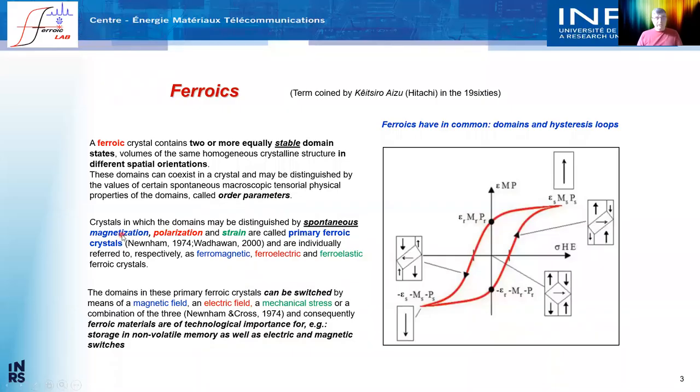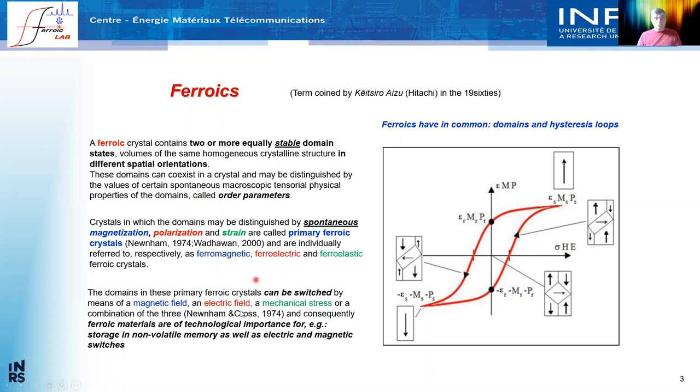Just a small reminder first, a ferroic material. What is a ferroic material? A ferroic material is a material which has stable domains, two or more stable domains, which is characterized by an order parameter. This order parameter is generally a tensorial physical property. The most well-known is magnetization. It could also be polarization, dielectric polarization, or mechanical strain. Those are primary ferroic orders.